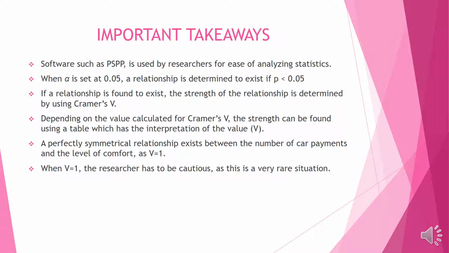Fifth, a perfectly symmetrical relationship exists between the number of car payments and the level of comfort, as V is equal to 1. This was seen based on the tests that were conducted. Sixth and finally, when V is equal to 1, the researcher has to be cautious, as this is a very rare situation.